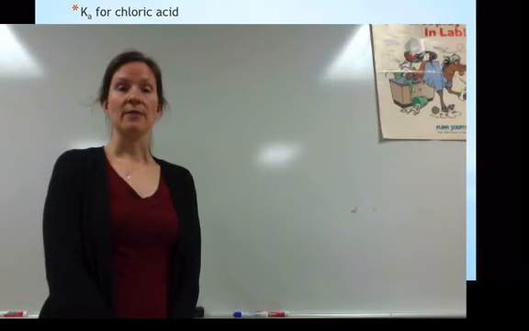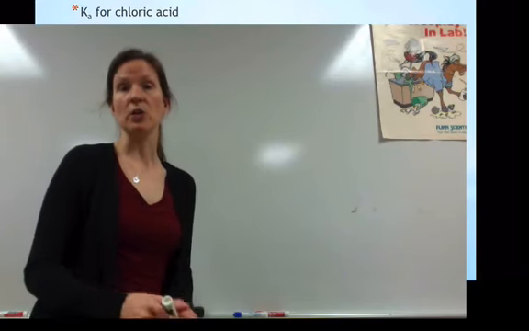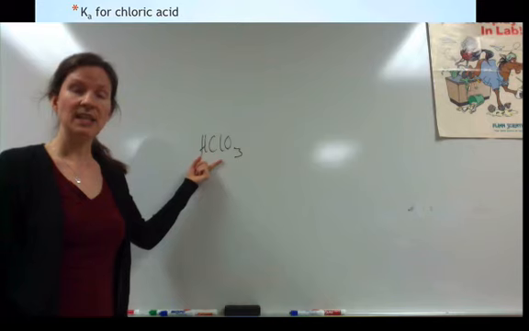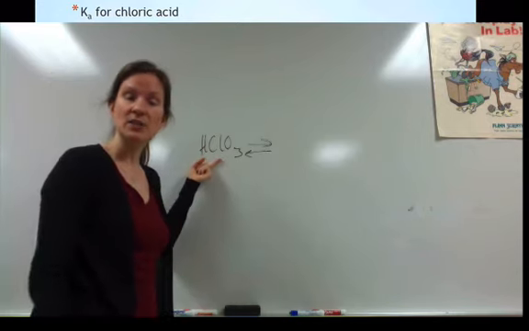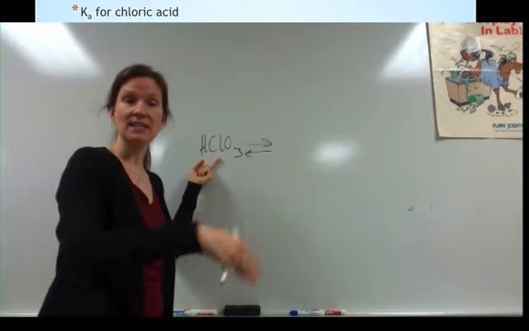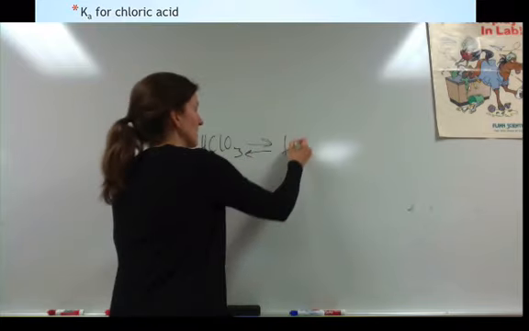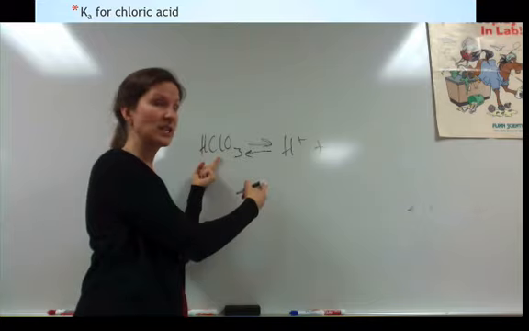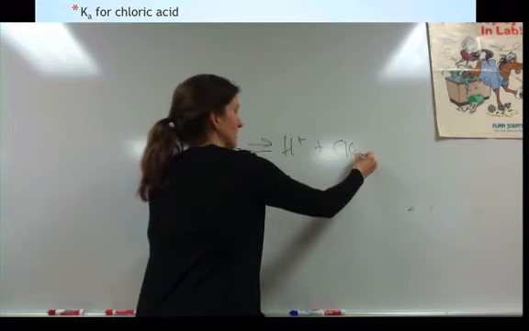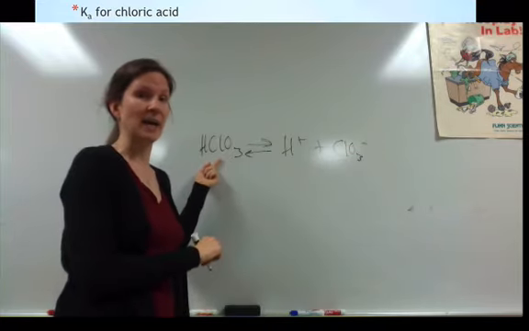So number 1, the Ka for chloric acid, you need to know what chloric is. Chloric is HClO3 because that's the chlorate ion. And when that dissociates as an acid, your acid is a hydrogen donor, so you'll have your hydrogen come off and have your chlorate ion left behind.